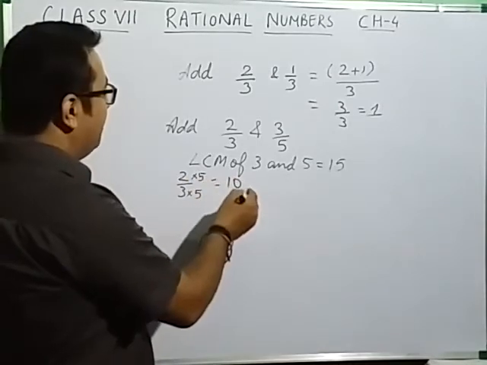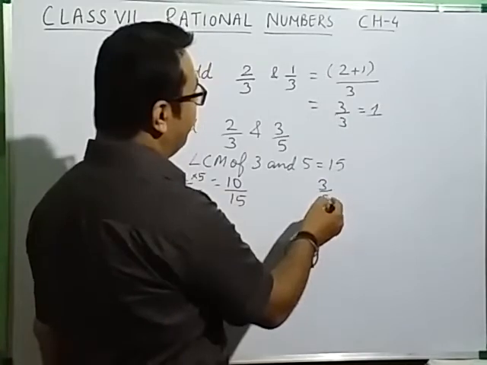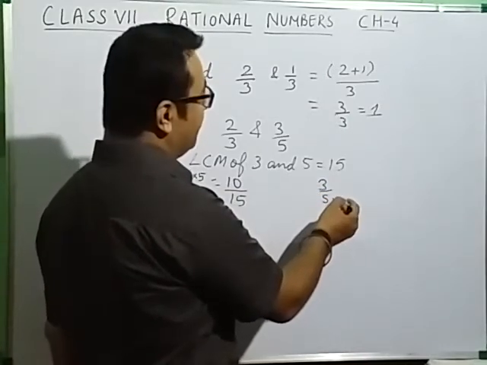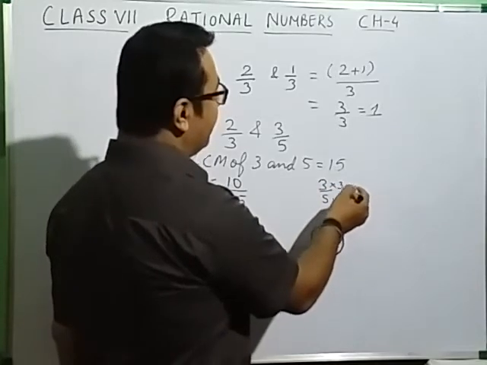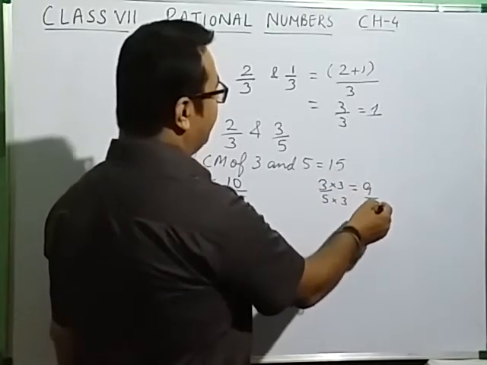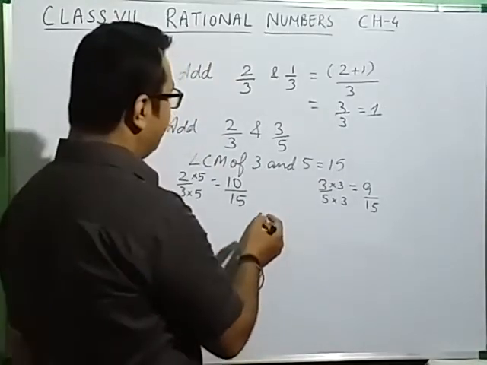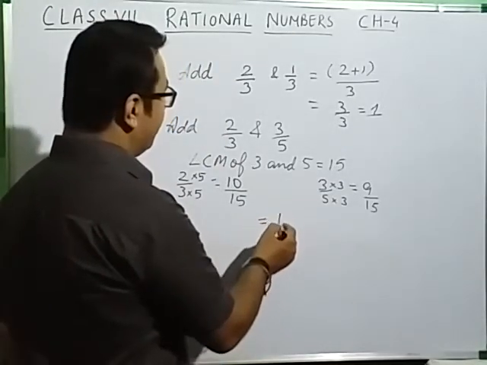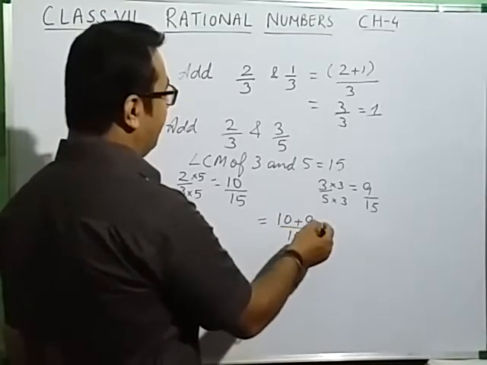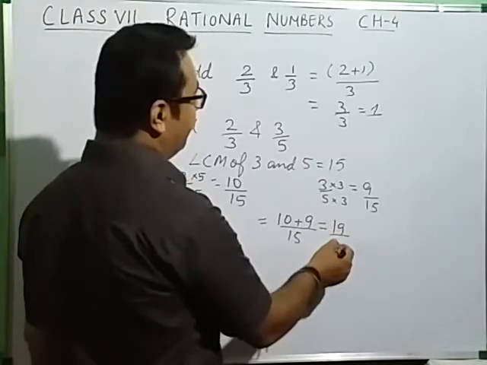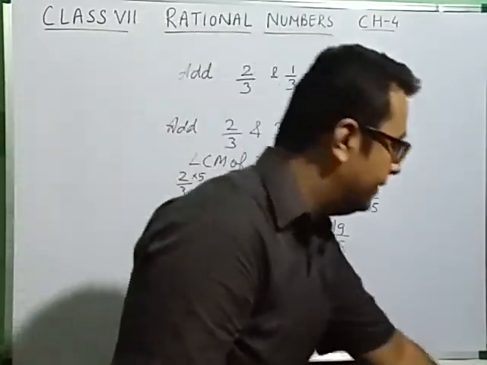We got 10 upon 15. Now what should be multiplied by 5 in 3 upon 5 to make the denominator 15? 3. So we multiply the numerator also by 3. What we got? 9 upon 15. Now we can easily add 10 upon 15 and 9 upon 15. It will give us 10 plus 9 upon 15, which is equal to 19 upon 15. This is how we add two or more rational numbers.